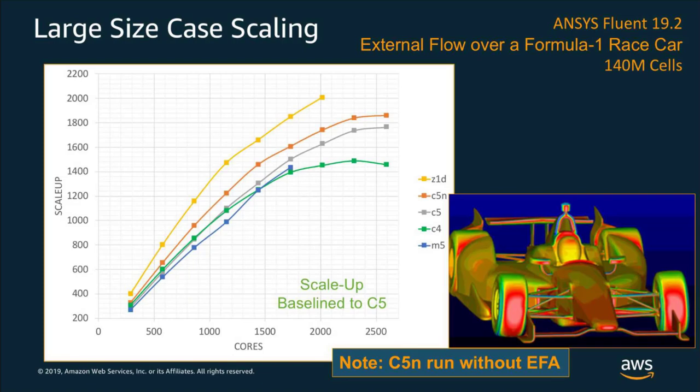Finally, yet another order of magnitude bigger in size, the ANSYS Fluent F1 benchmark demonstrates scalability to above 2,000 cores for this large case. We typically recommend running Fluent between about 50,000 cells per core and 400,000 cells per core, though I expect that Fluent will run well below 30,000 cells per core when using EFA. Again, you can see that the Z1D and C5N instances scale very well for this case, followed by the C5, the M5, and the C4 instance type.